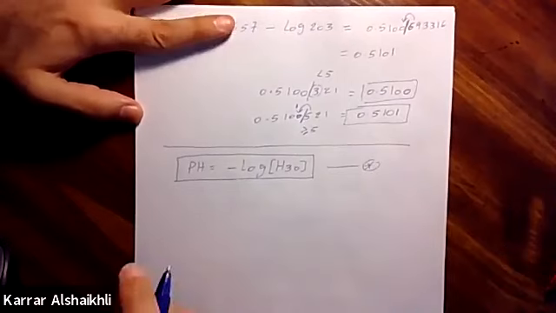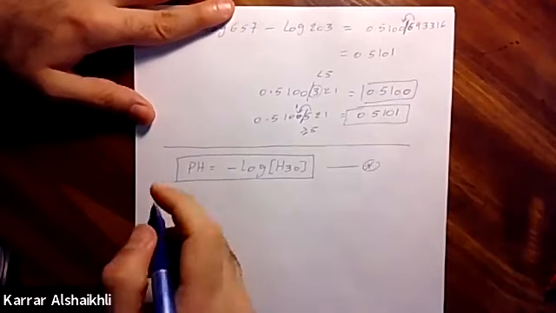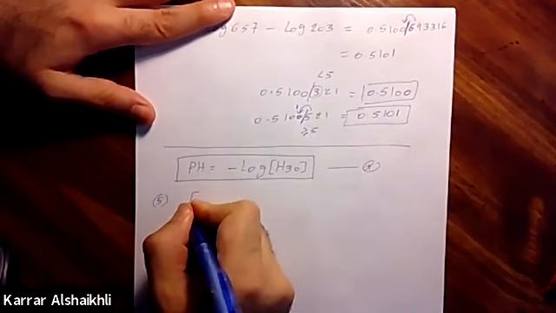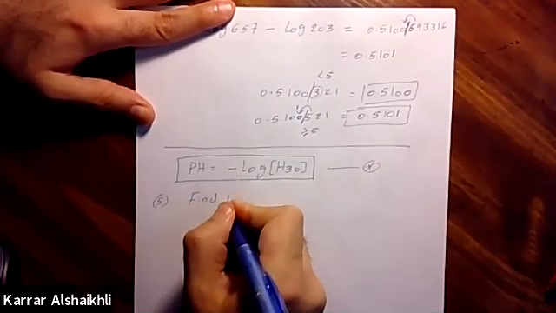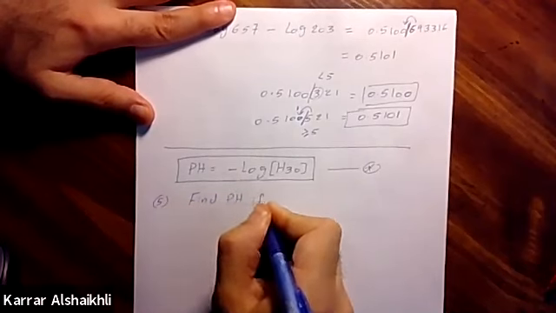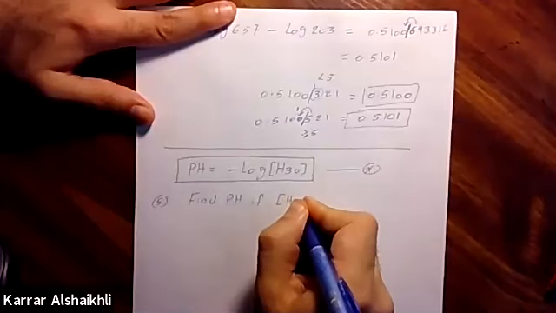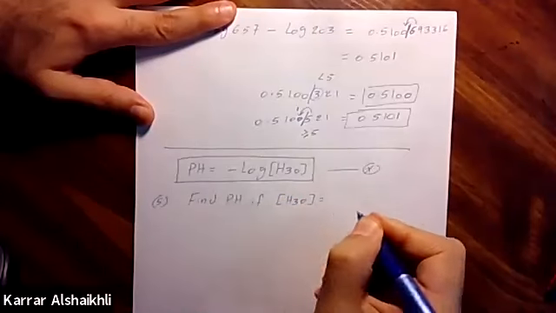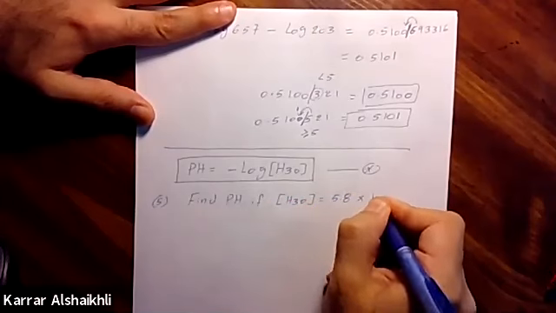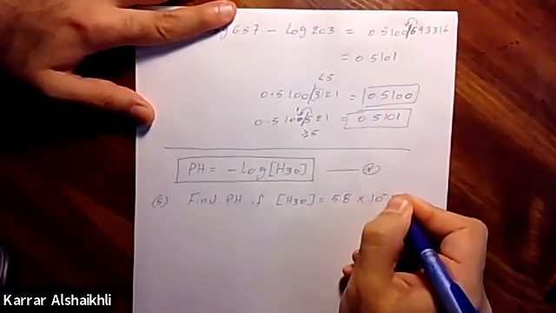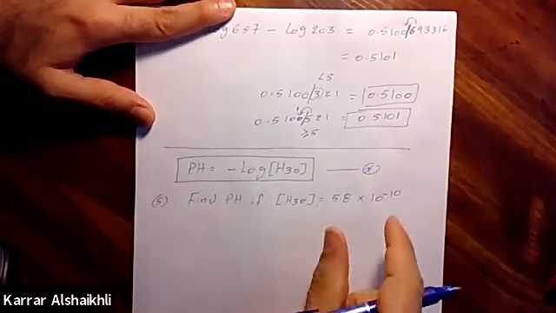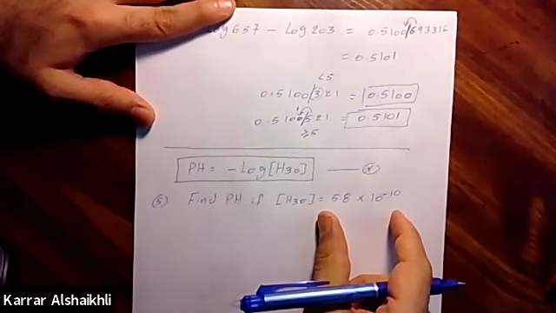Now let's start doing an example. This is a really important example. Example 5 in the workbook. They ask you to find pH if H3O equal 5.8 times 10 to the negative 10. So they ask you to find pH and they're going to give you H3O.